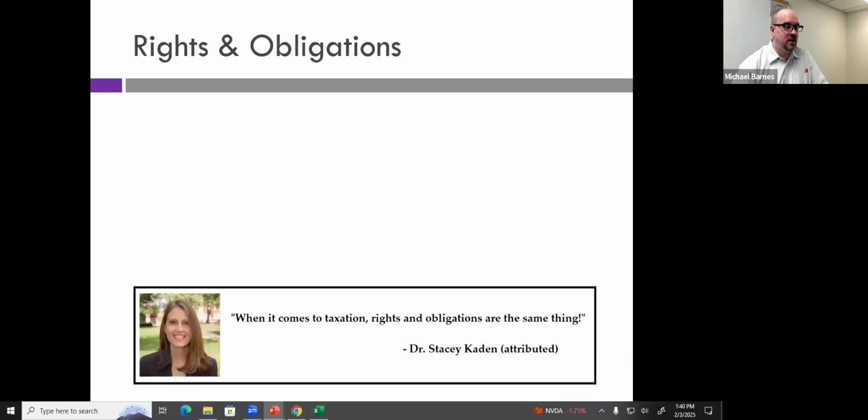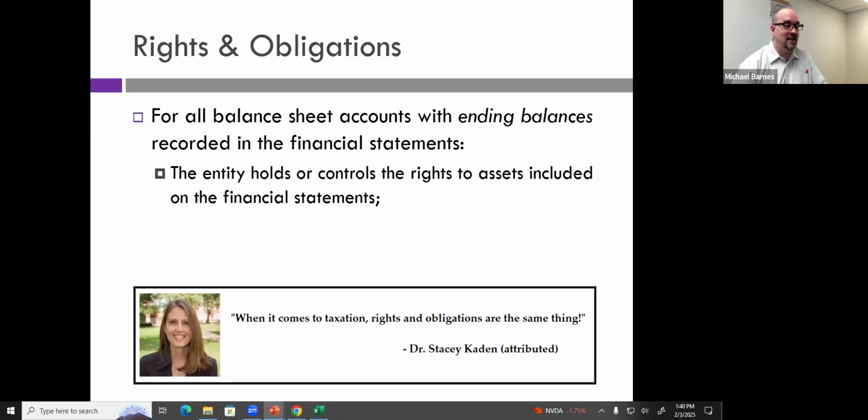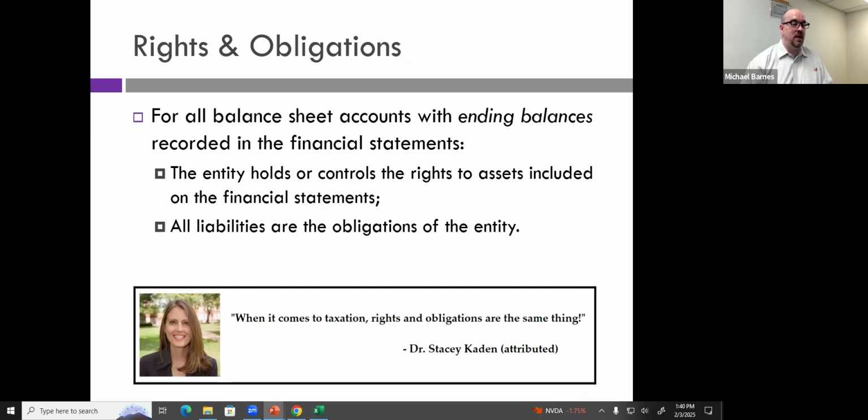We have rights and obligations, okay? Rights and obligations. For all balance sheet accounts and any balances recorded in the financial statements, the entity holds and controls the rights to assets on the financial statements, or all liabilities or obligations of the entity, which sounds redundant because that's actually the definition of liabilities, but we're trying to say anything that's recorded as a liability is an actual liability.